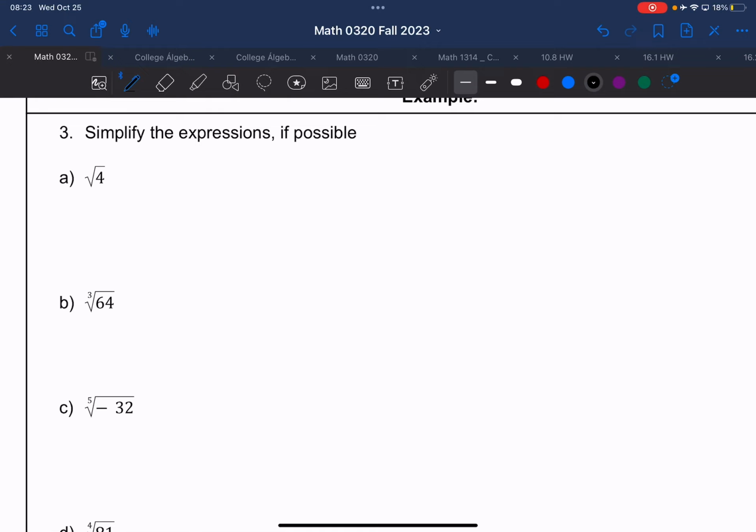So looking at A, this is just a normal square root. What's the square root of 4? 2. This one was just a normal square root. This one wants us to find the cube root of 64. So again, you could do this two ways. You could type this into your calculator, cube root of 64, or we could solve this by hand using the prime factor tree. Okay, remember we did this a few notes back.